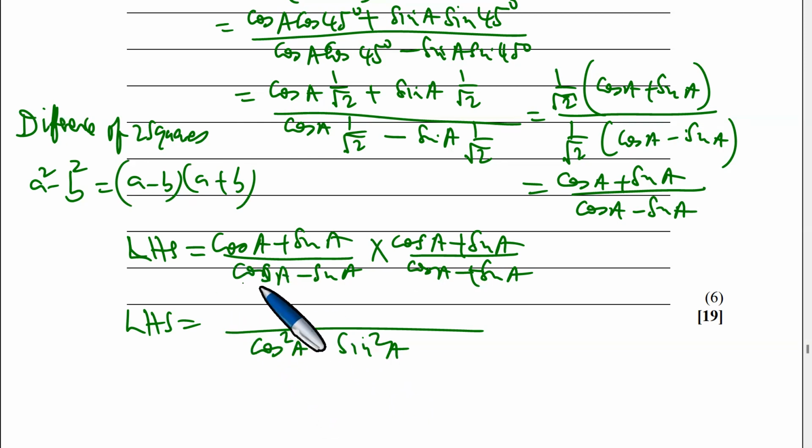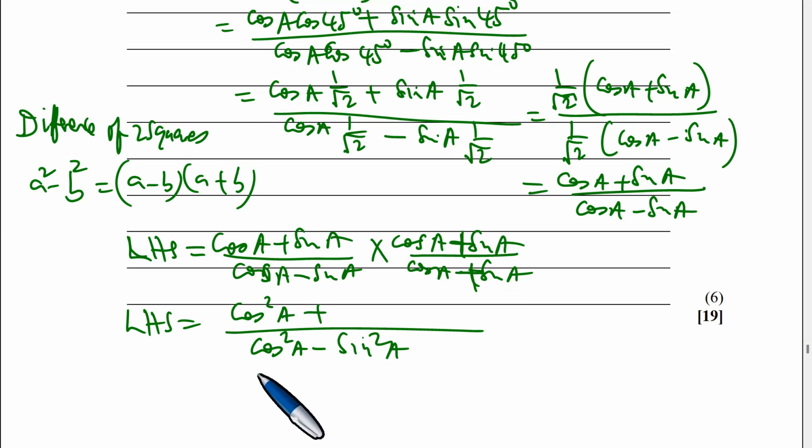The top is going to become cosine A times cosine A, which is cosine squared A, plus cosine A times sine A, which is cosine A sine A. How do you know when to multiply by the conjugate? Okay, we need to rationalize the denominator. So we change the sign of the denominator because the denominator has a minus here. So we multiply by the expression that has a plus sign in the middle, because this one has a minus.